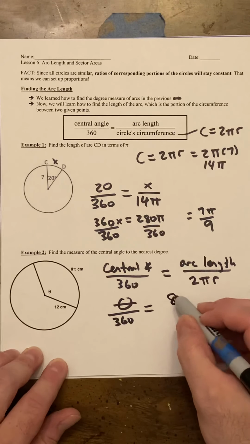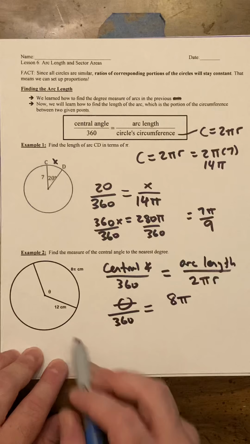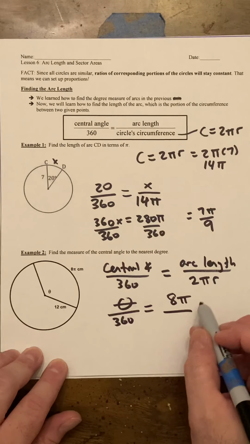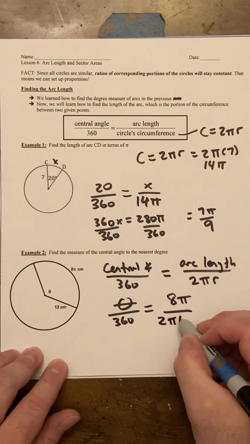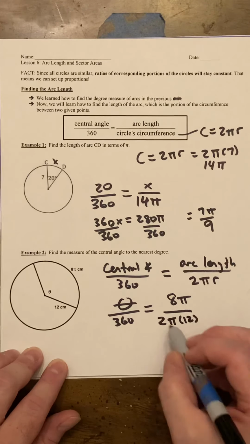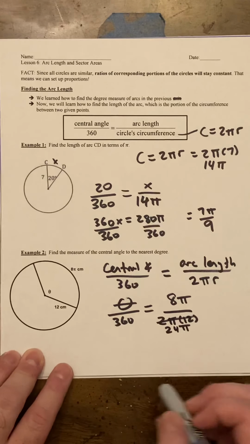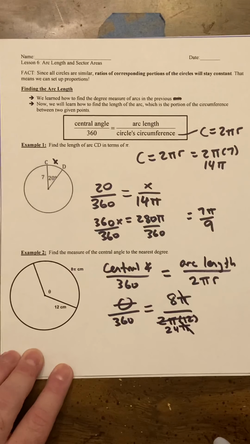The arc length in this case we know. Here we're given the arc length. And what we're missing is the degree measure of the central angle. And for the circumference of the circle, it's 2 pi times 12, which we can replace with 24 pi. Before we cross multiply, we can divide out the pi's, make our life a little easier.